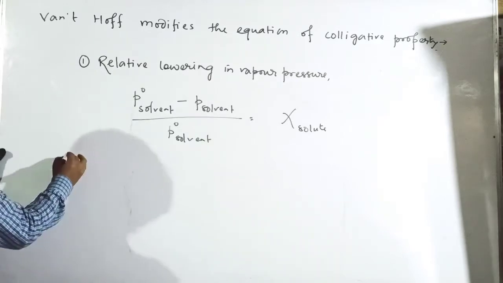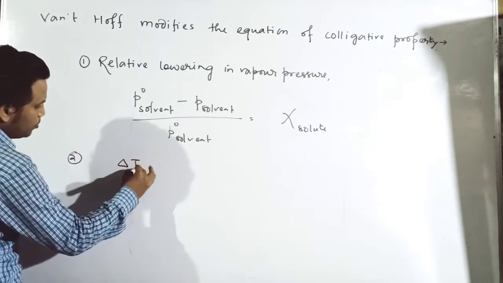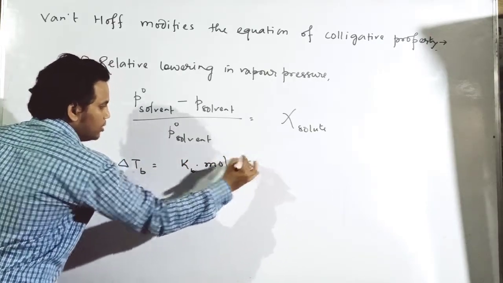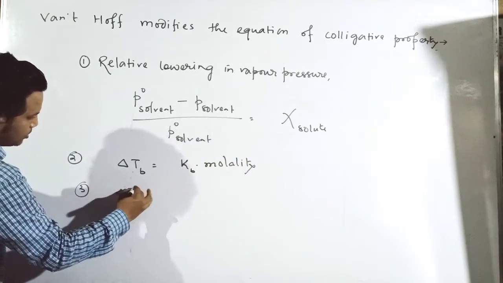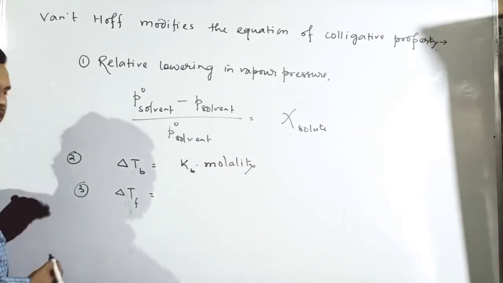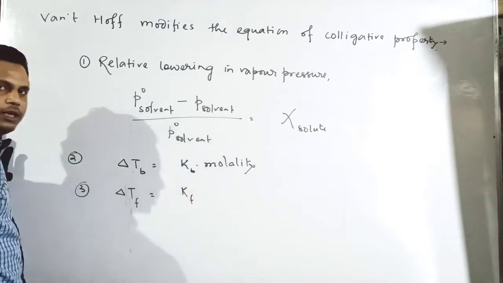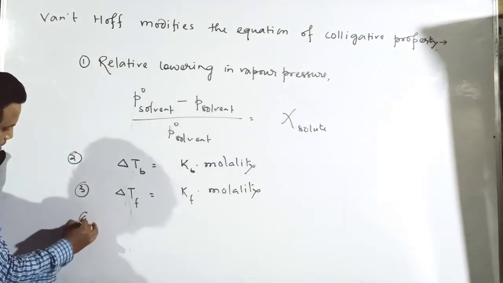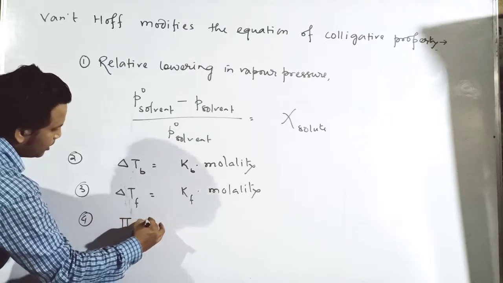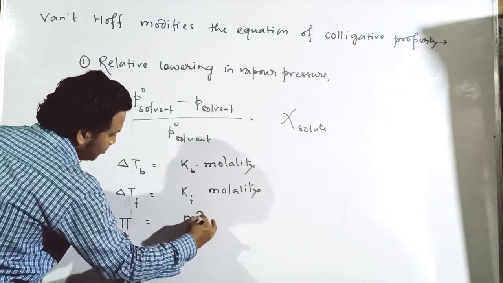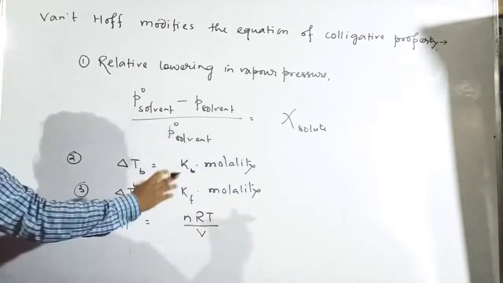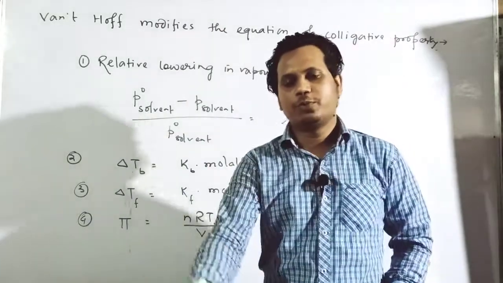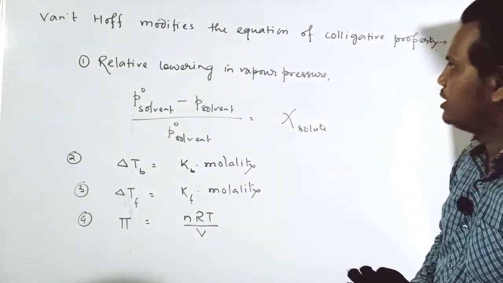Okay, the second colligative property was elevation in boiling point, equal to Kb into molality. The third colligative property was del Tf, depression in freezing point, equal to Kf into molality. The fourth colligative property was osmotic pressure pi. Pi is equal to nRT by V, that is, Pi V equals nRT. So Hoff modified the equation of colligative property. Thus we have all four colligative properties.